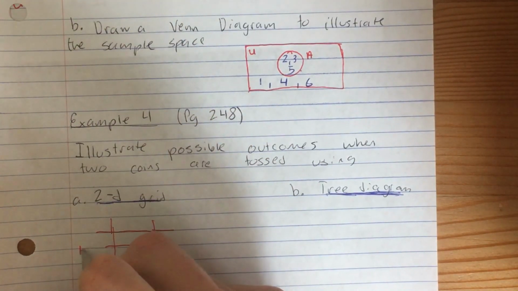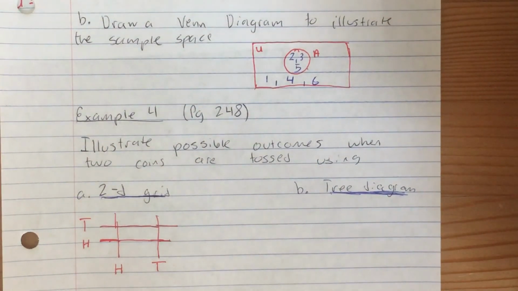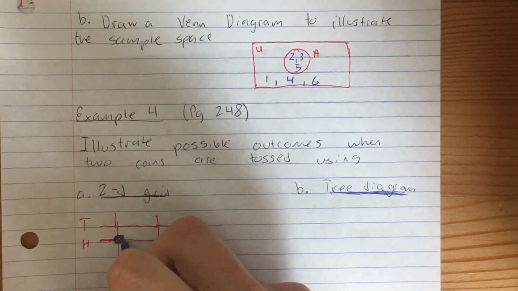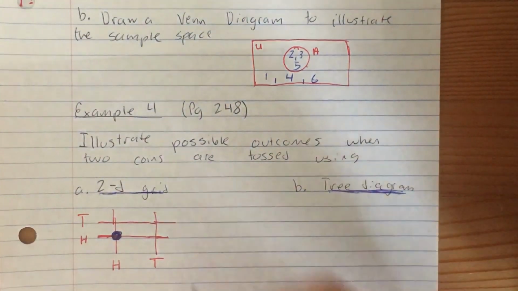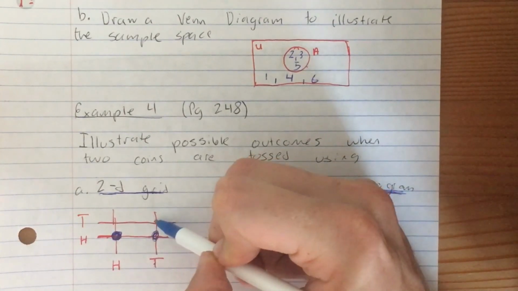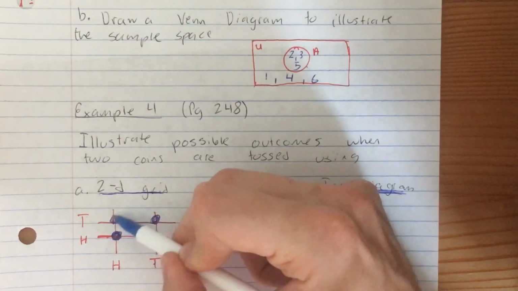And we've got heads and we've got tails here. And basically, wherever these lines intersect, this is going to represent an outcome for us. So one example, we could have a point here that would give us heads, heads. We could have a point here that would give us heads, tails. We could plot a point here that would give us tails, tails. And we could plot a point here and that would give us tails, heads.